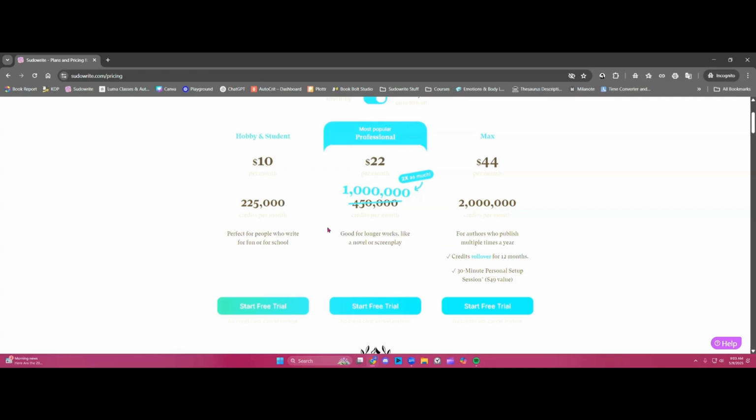And so let's talk about credits for a moment, because that's always people's first questions if they haven't messed with AI much. Think of credits sort of like tokens. Each of the Sudowrite features that use AI use credits. There are a couple of exceptions where they are free, don't cost credits, but the majority use credits.